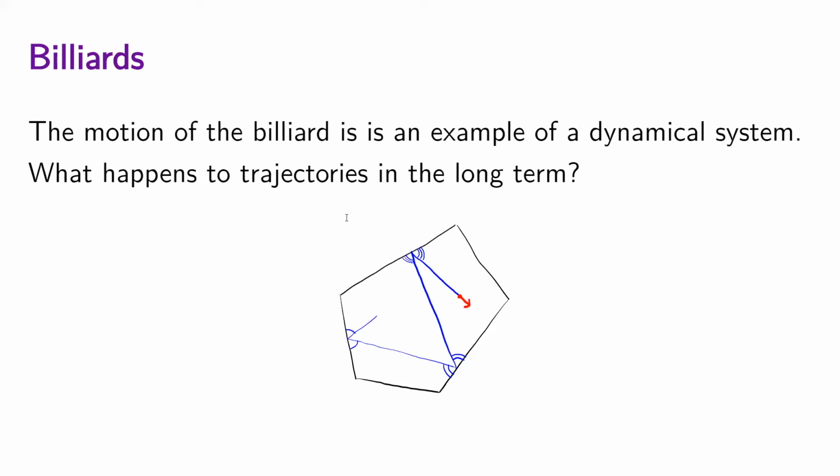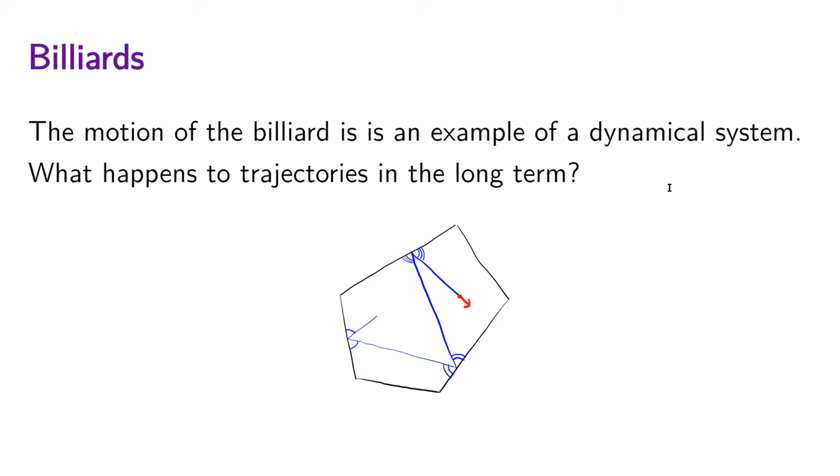So this is an example of a dynamical system. You start with some initial conditions, in this case the location and the direction in which you're going to start. And then you have a rule for evolution, a rule for moving around, a rule for how trajectories develop. That's what I just tried to explain. You travel in a straight line and then you reflect off the sides in a natural way, with the two angles being the same.